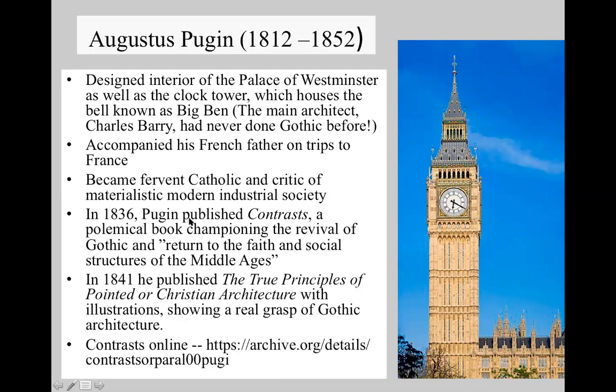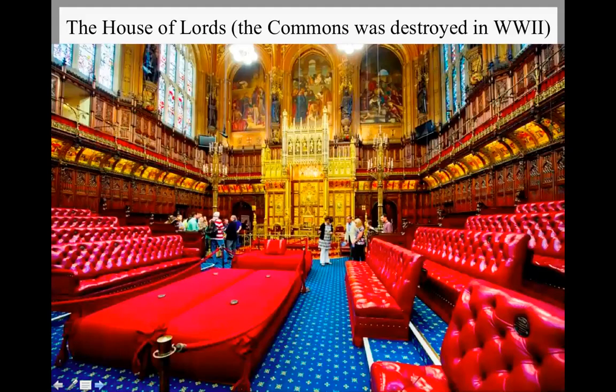So in 1836, soon after he started working at Westminster, he published this extraordinary book called Contrasts, which advocated a return to the, quote, faith and social structures of the Middle Ages. And then later on, he published a book on Gothic itself. He actually understood what Gothic architecture was all about. It wasn't just a series of fancy ornamental features. It was a system, and he understood that. So this is what he did in Westminster.